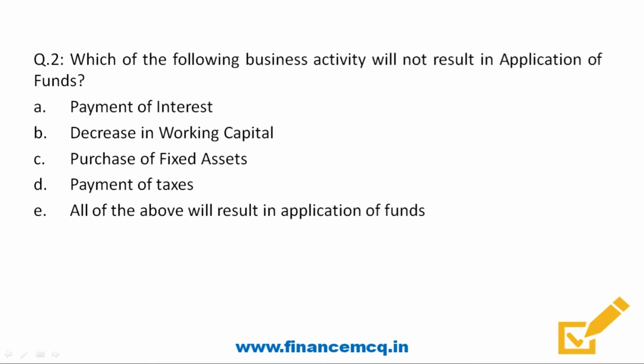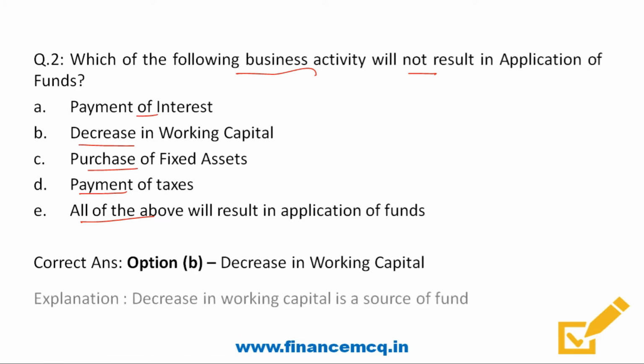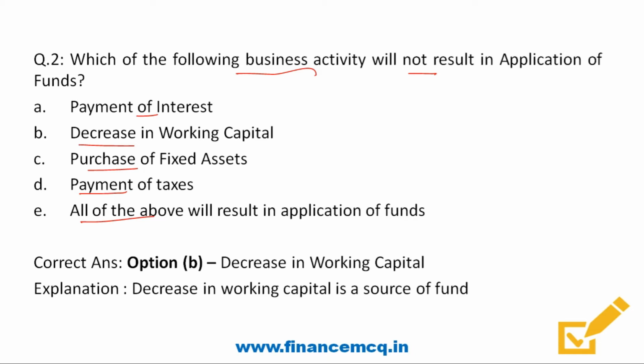Moving on, next question, which of the following business activity will not result in application of funds? The options are payment of interest, decrease of working capital, option C purchase of fixed assets, option D payments of taxes, and last option all of the above will result in application of funds. So friends, remember that decrease in working capital will not result in application of funds. In fact, decrease in working capital is a source of fund.